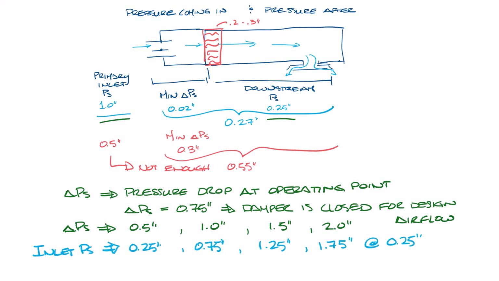You won't see these points in selection software because it's generating the sound data at your specific design point, so you'll just see your actual delta P. So those are the different pressure data points that you'll see for VAV boxes.